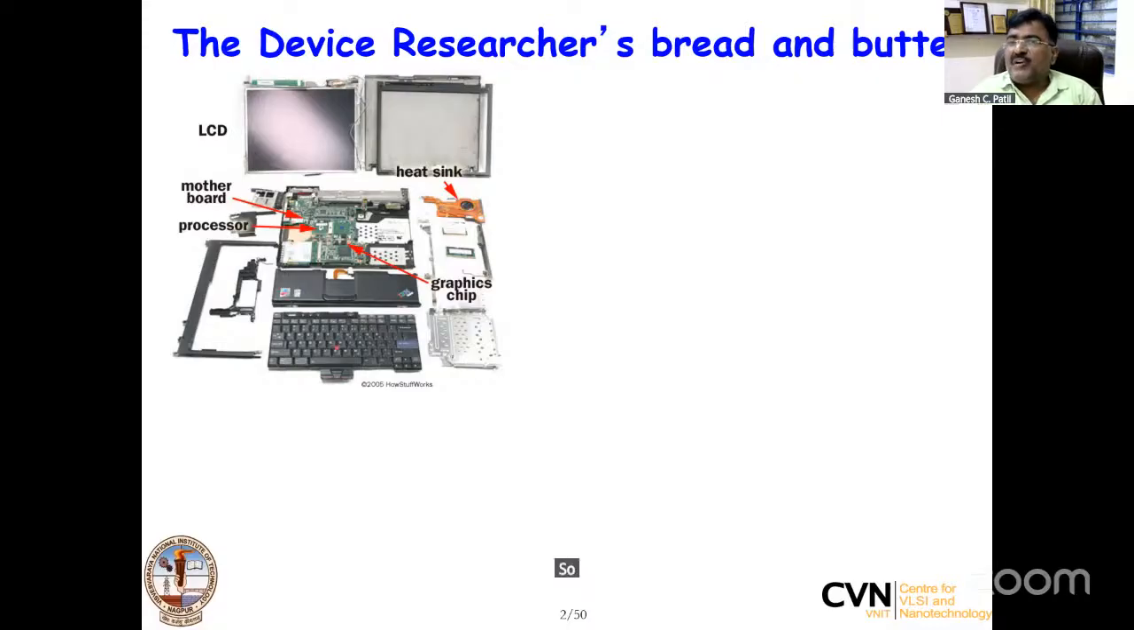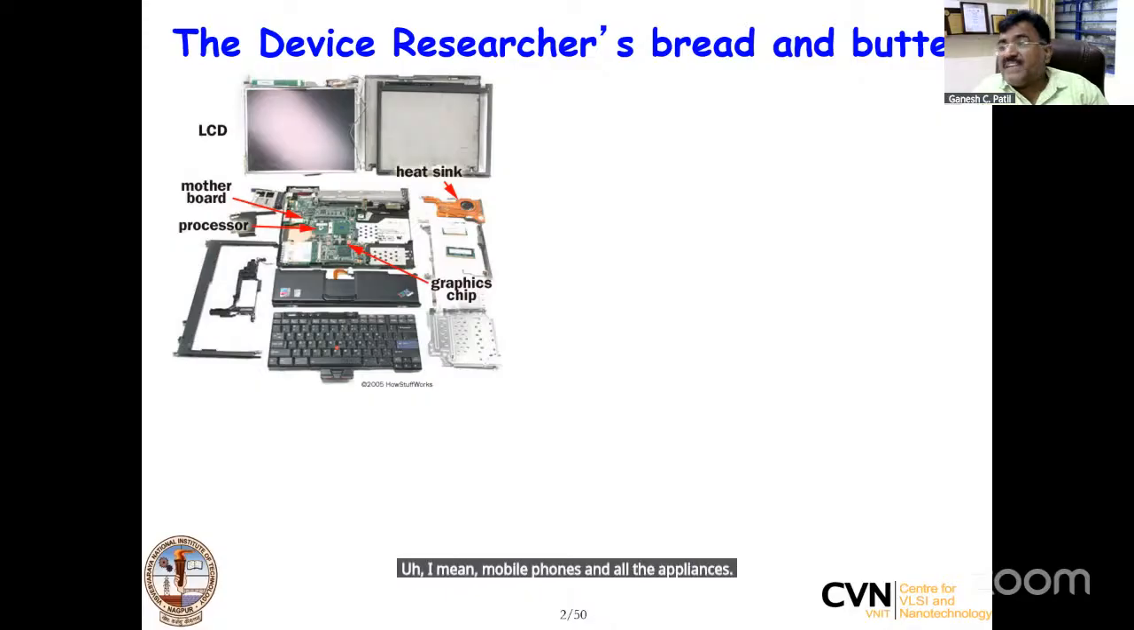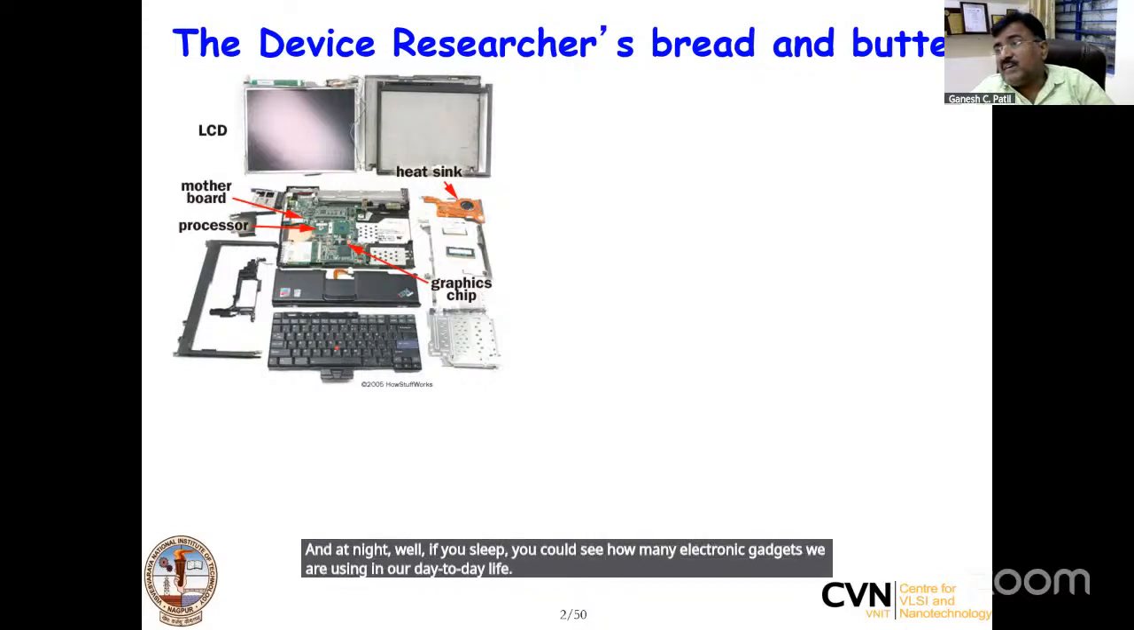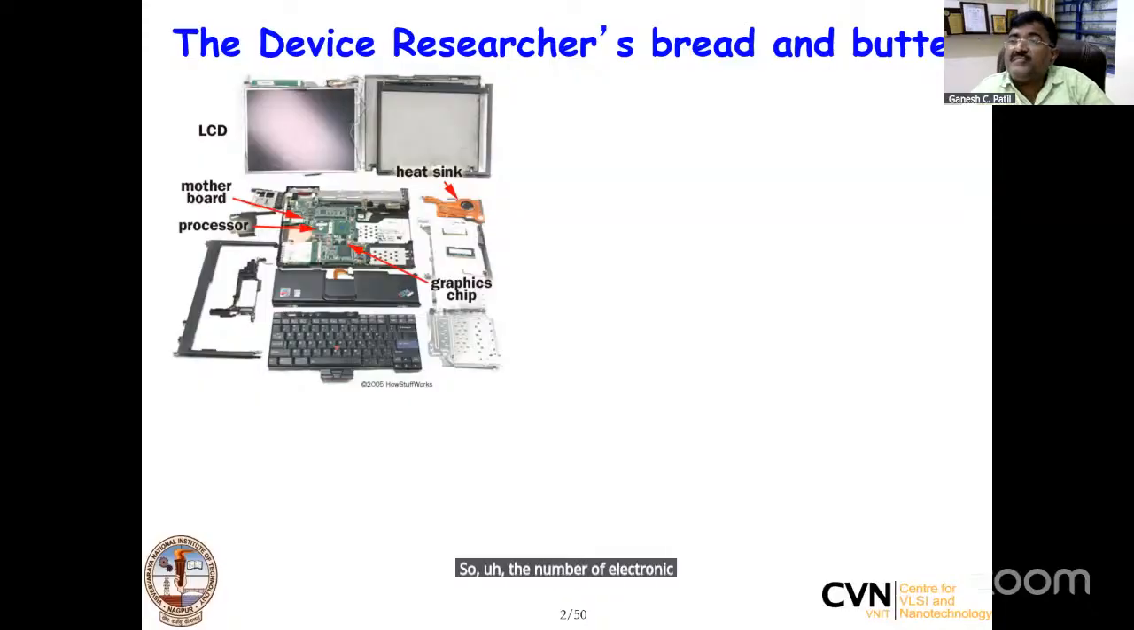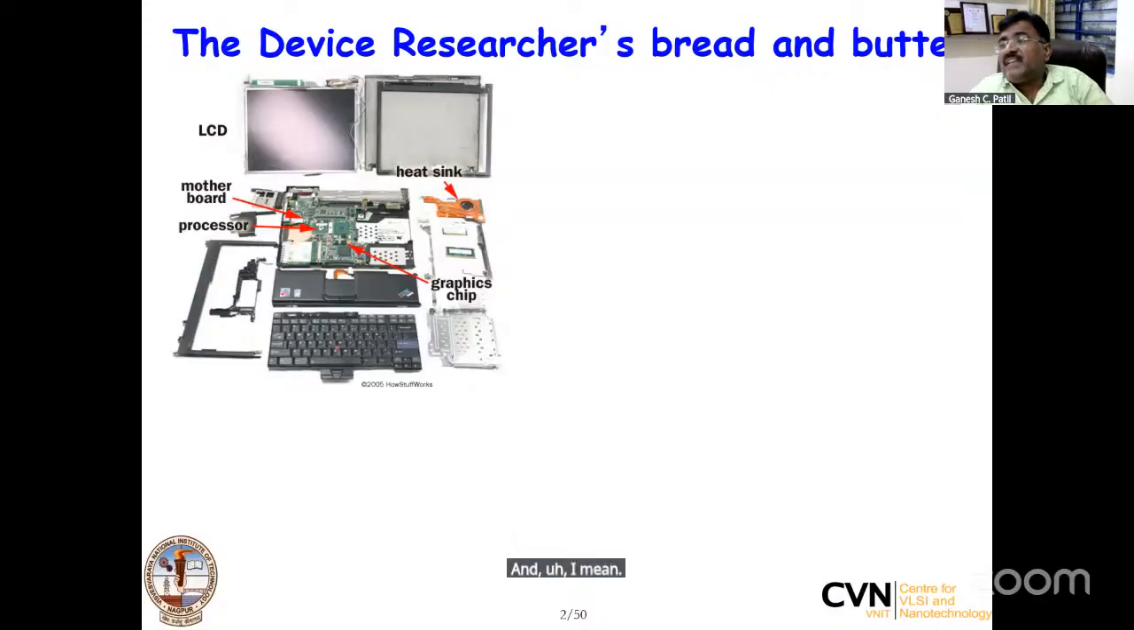Before starting the talk, I will tell you what I'm going to talk about today. You could see the kind of technologies we use today, like mobile phones and all the appliances. If you wake up at 6 o'clock in the morning and sleep at 12 at night, you could see how many electronic gadgets we use in our day-to-day life. The number is pretty high. And unfortunately, in India, we were not able to fabricate integrated circuits.